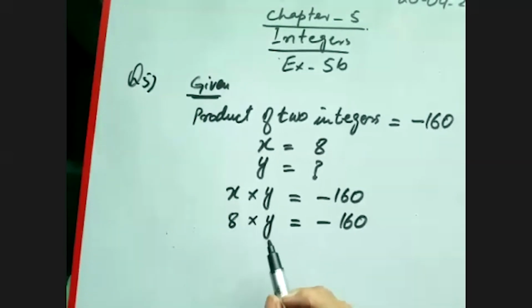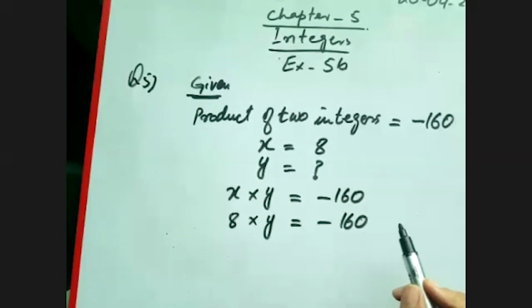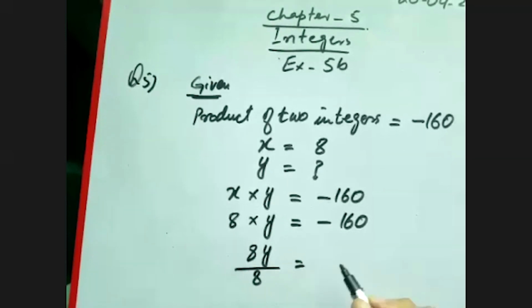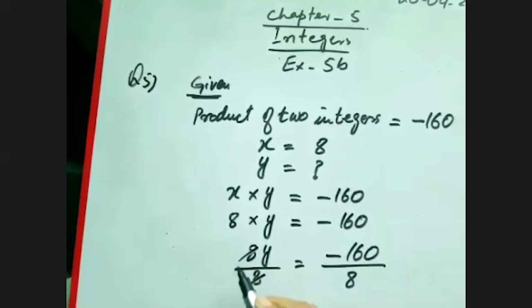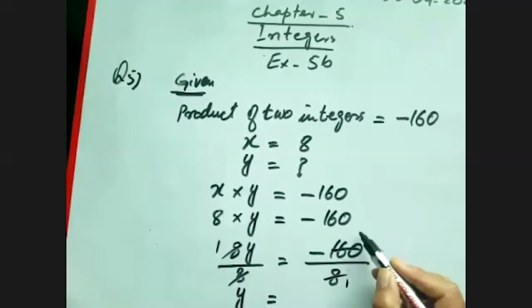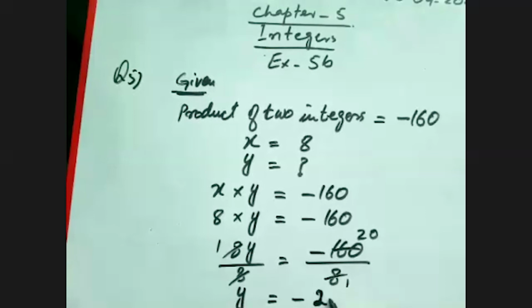Now, when you multiply 8 with y, to bring 8 towards the right hand side you have to divide 8y by 8. You will shift it towards the right hand side. So 8 ones are 8. y is left with you. And now towards the right hand side, you can divide 160 by 8. 8 1 is 8, 2s are 16, and 0. Negative sign is there, so minus 20.